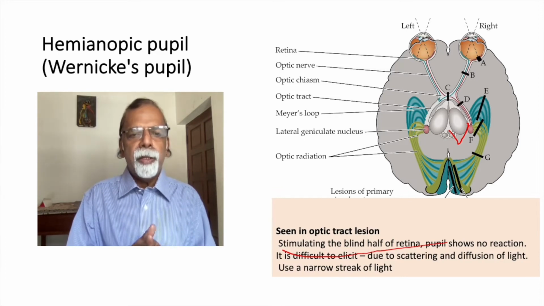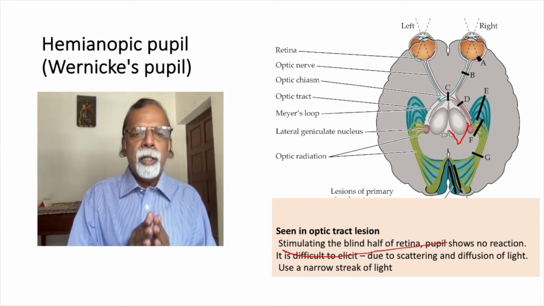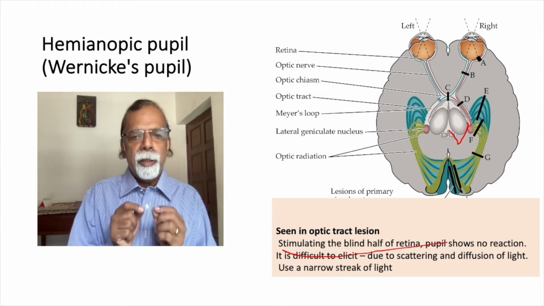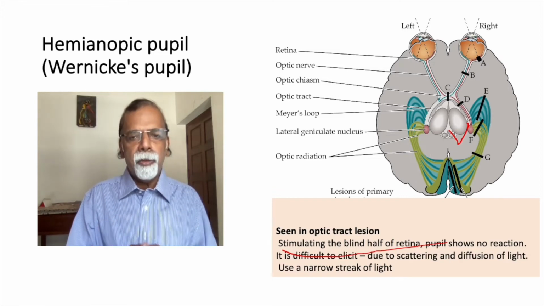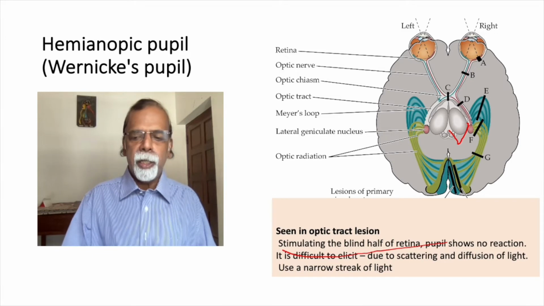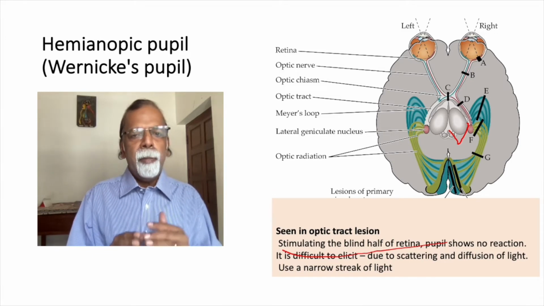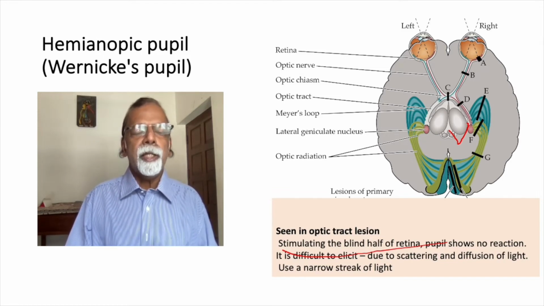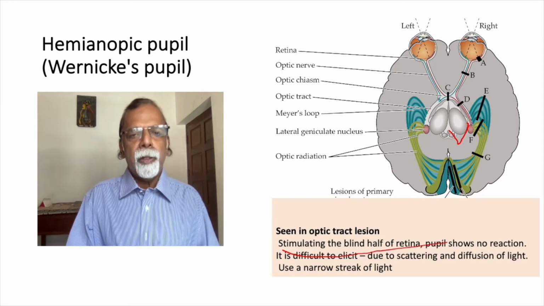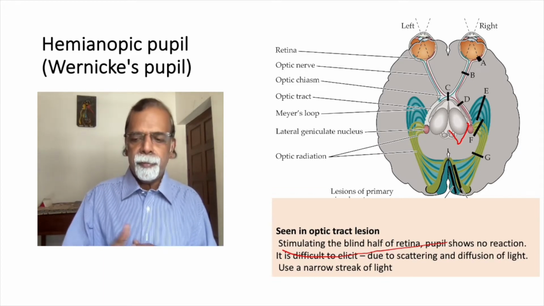It is very difficult to identify clinically, and you may have to use a narrow streak of light. The ordinary torch light reflex cannot identify it. You may have to go for a slit lamp or a narrow streak of light. It is difficult to identify, as already mentioned. But the point to be remembered is if somebody has a bilateral lesion of the optic tract, bilaterally the pupillary light reflex will be absent.